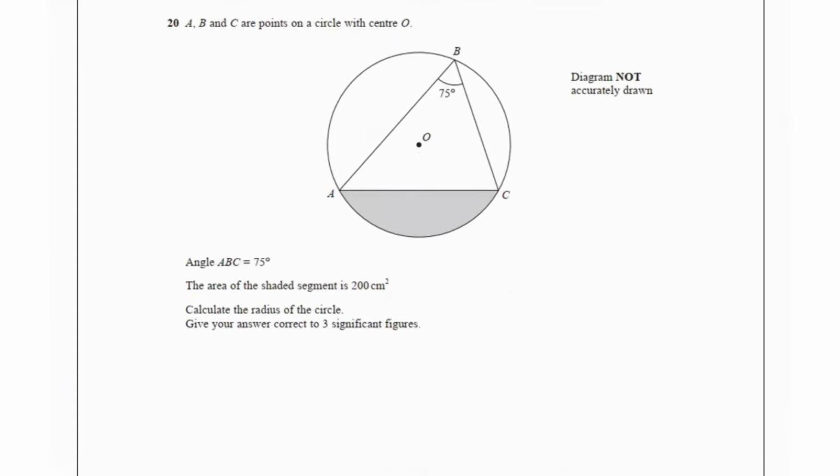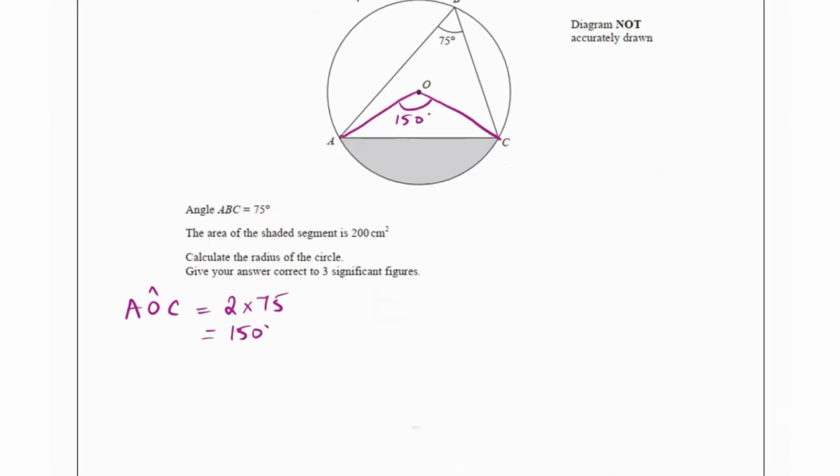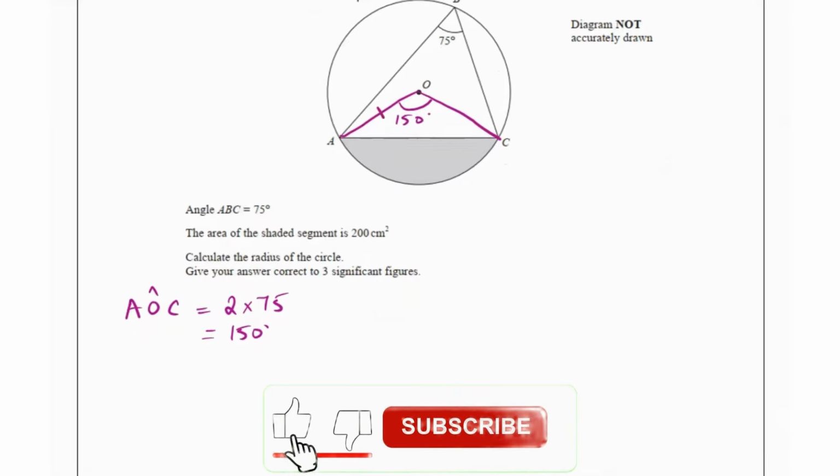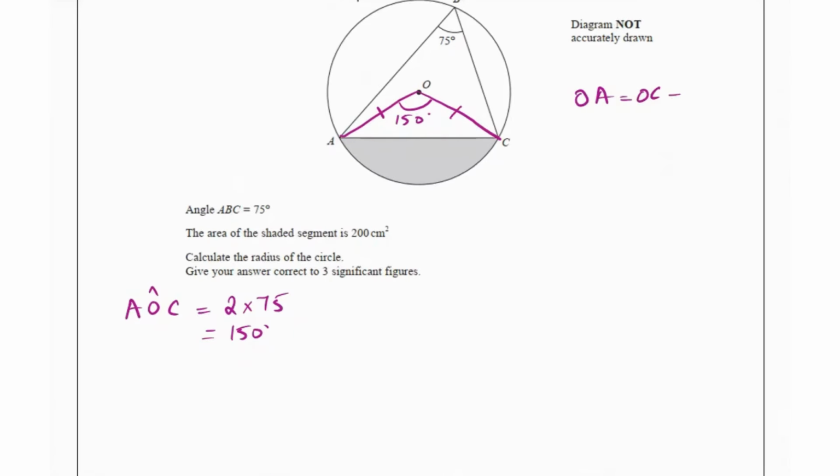So for this, you need to remember that if we connect the points A, O, and C, we can clearly see that this is a part of circle theorems. Angle at the center is twice the angle at the circumference, which means angle AOC is going to be 2 times 75, which gives us 150 degrees. So since we have the angle of this sector AOC and the triangle AOC, we can also see that AO and OC are equal because they're the radius.